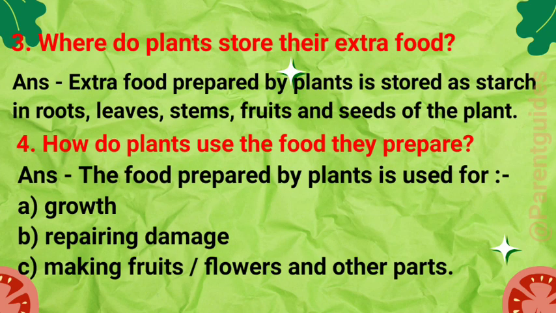3. Where do plants store their extra food? Answer. Extra food prepared by plants is stored as starch in roots, leaves, stems, fruits and seeds of the plant. 4. How do plants use the food they prepare? Answer. The food prepared by plants is used for A. Growth, B. Repairing damage, C. Making fruits or flowers and other parts.